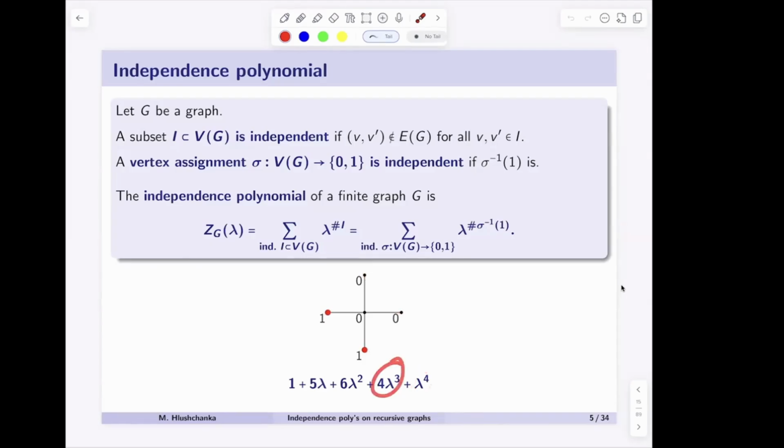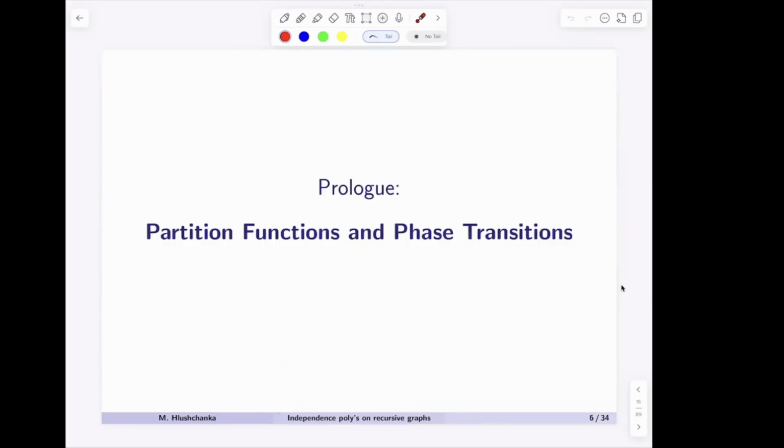Of course, there are 4 independent sets of size 3 because I could just pick any 3 vertices out of these leaves and so on. So this is something that you could easily check. This is the independence polynomial. And what we're really interested in in this talk are the complex roots of this independence polynomial. The reason why we're interested in this is because of some physical interpretations of the independence polynomial, which I'm going to talk about next. So the title of the next chapter of the story is Partition Functions and Phase Transitions.